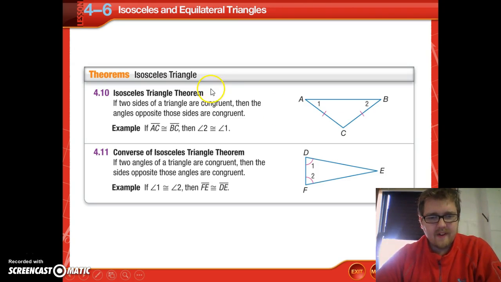If we look at the converse, if we have two angles, 1 and 2, we can say the sides opposite those angles are congruent, as long as 1 and 2 are congruent. So if angle 2 is congruent to angle 1, then side DE would be congruent to side FE, which is opposite angle 1.